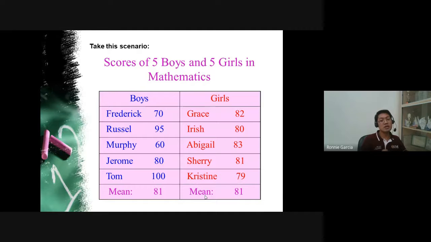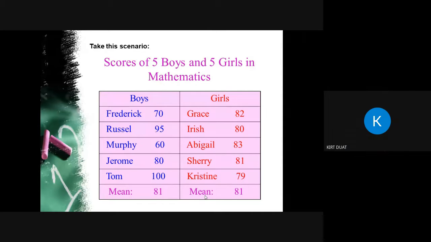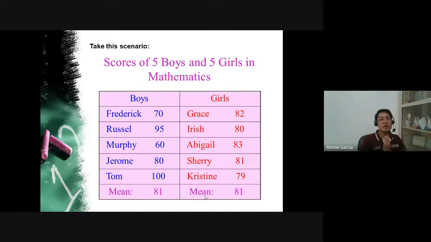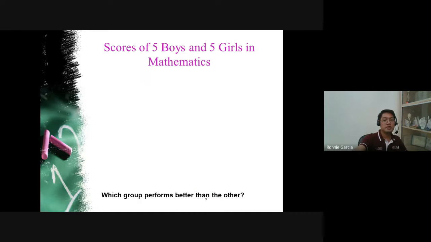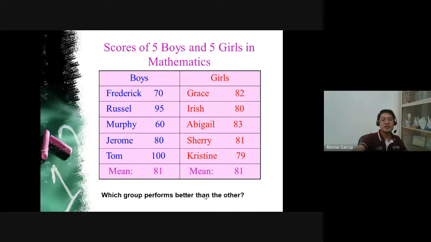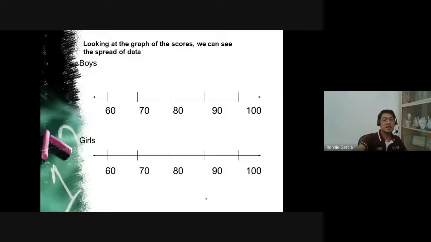So kung gamiton nato ang measures of central tendency, then we can say that they have the same level of performance. Tama ba? Yes, sir. Okay. If we are just concentrated on the central tendency. Pero kung mo-go tayo into the measures of variability, we can actually break the tie. Which group performs better? We can answer that one using variability.